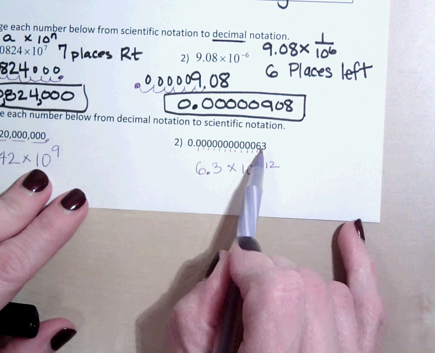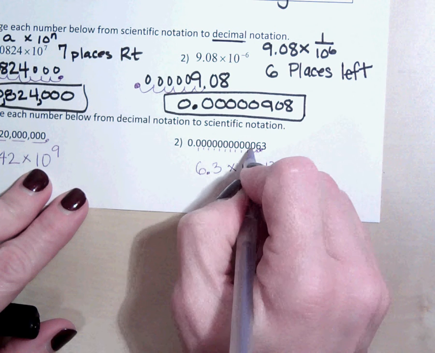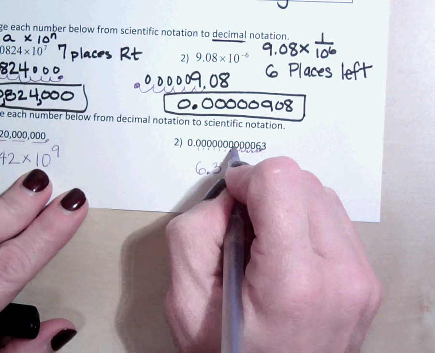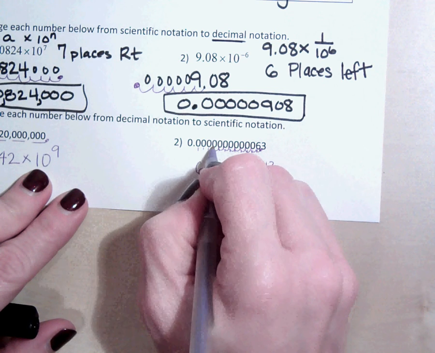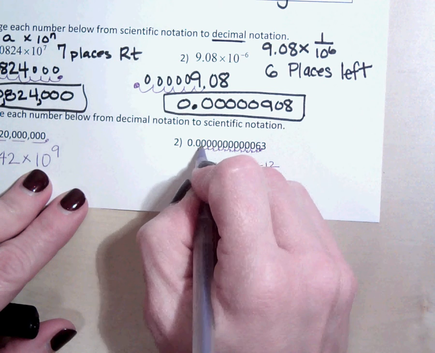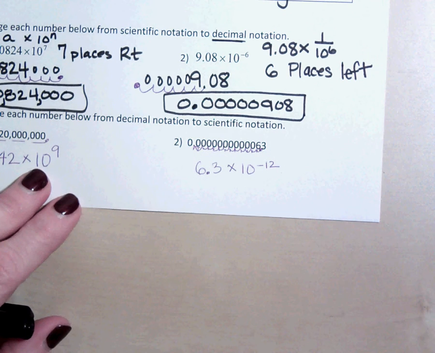Or again, I could start where I had the new place and count once, twice, 3 times, 4, 5, 6, 7, 8, 9, 10, 11, 12 spaces to the left to get to where the original decimal point was.